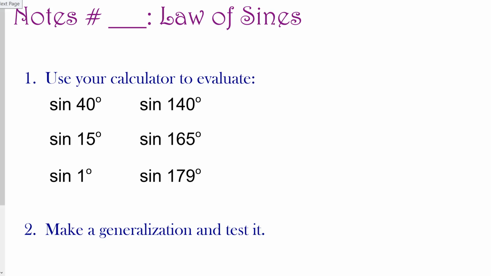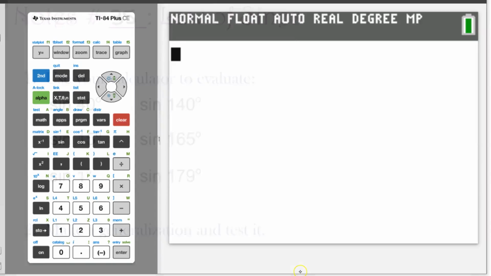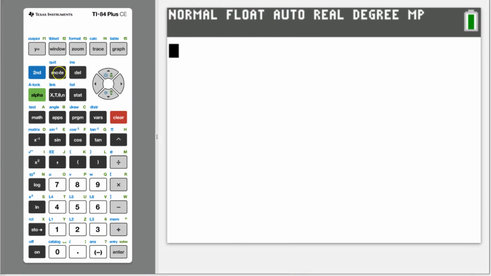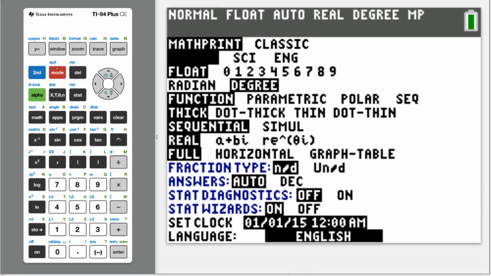Welcome back, and we are doing notes number 35 today. We're learning something called the law of sines, and we have a little bit of prerequisite information first. So using a calculator, let's find the sine of 40 degrees and the sine of 140 degrees. Remember to check the mode on your calculator and make sure you're in degrees, not radians.